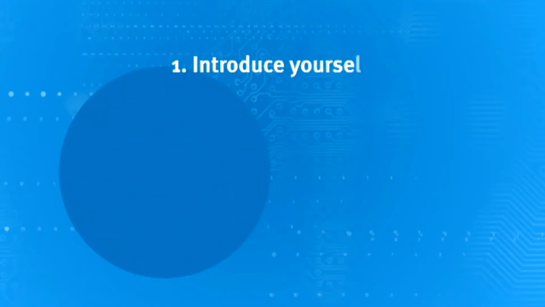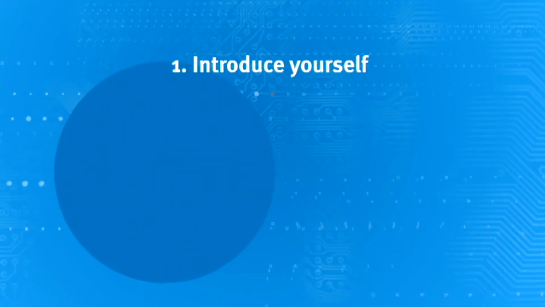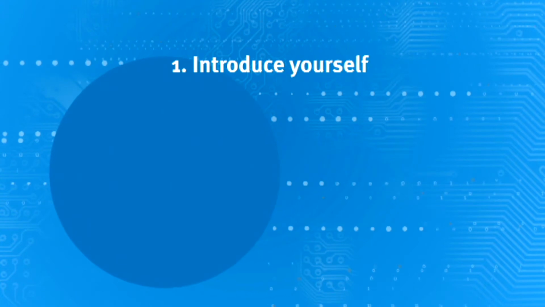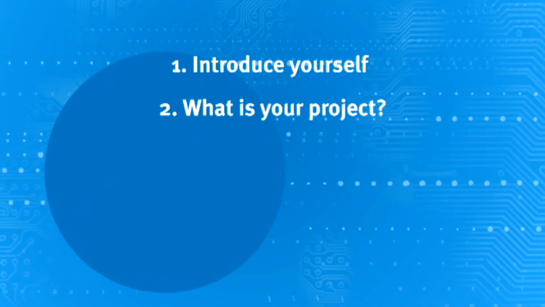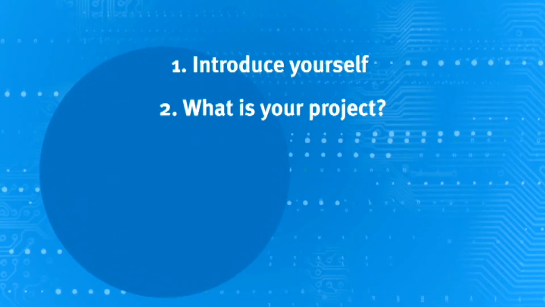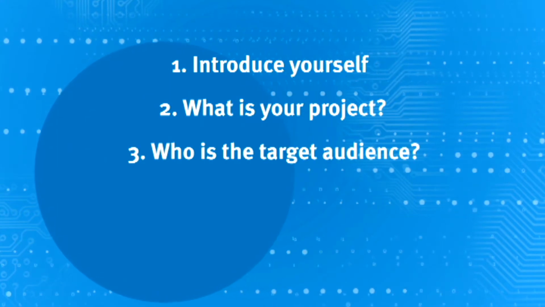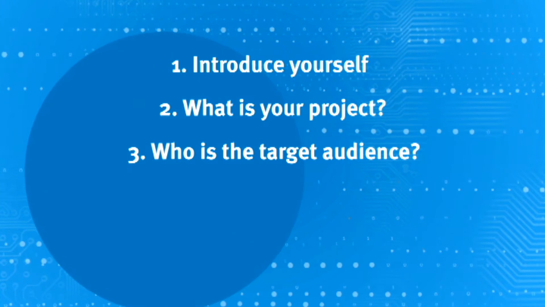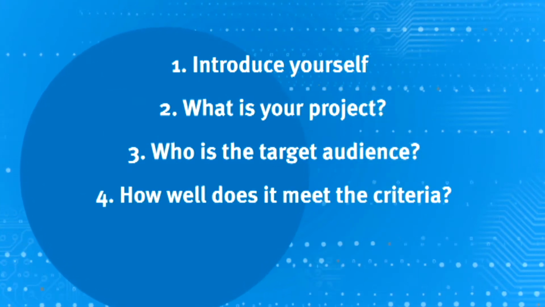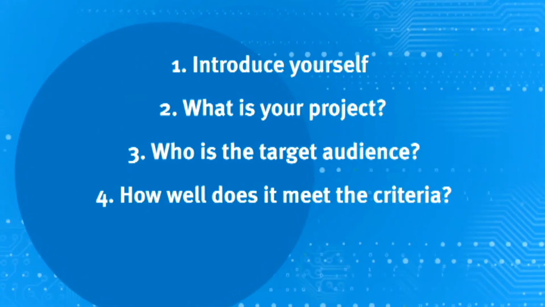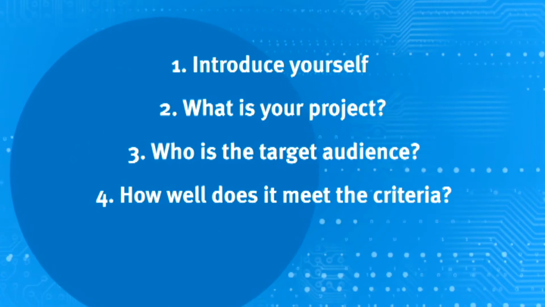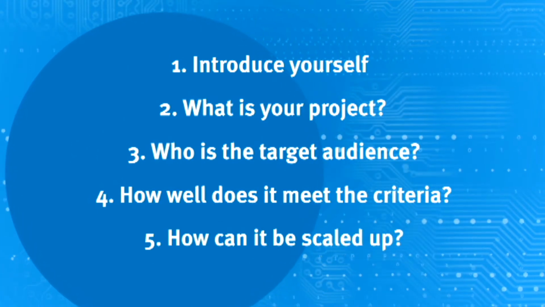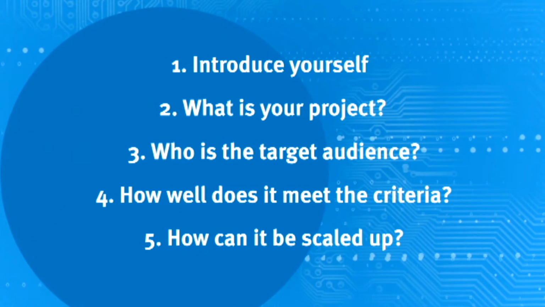Let's start by writing down the main points we want to get across in our presentation. Introduce yourself. You might want to say your name, where you're from, and what year you're in. Introduce your project. What's it called? What's it about? Who is your target audience? How have you designed your project to suit that particular audience? Evaluate your prototype. How well do you think it meets the judging criteria? Talk about the innovativeness and sustainability of your prototype.